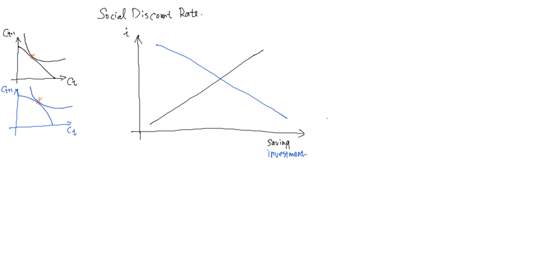In this video, we're going to talk about what is the social discount rate. Before we do that, let's first look at the initial supply and demand on the capital market. This figure shows the supply and demand of the fund. Let's first look at the axes. Here is the interest rate, and here is the savings and the investment.